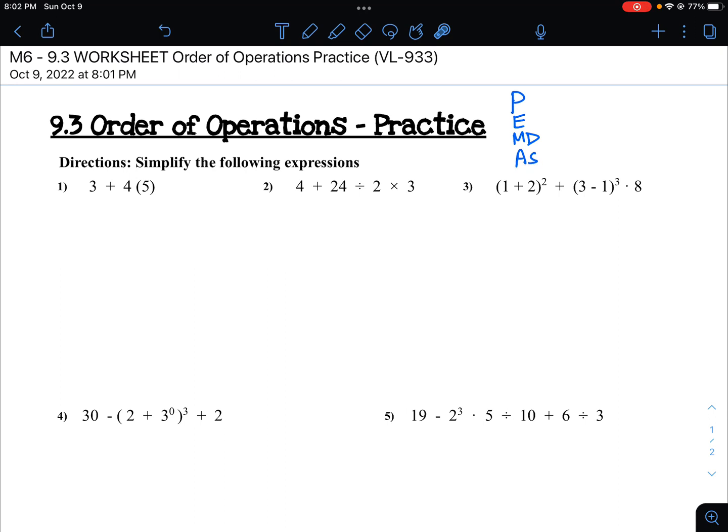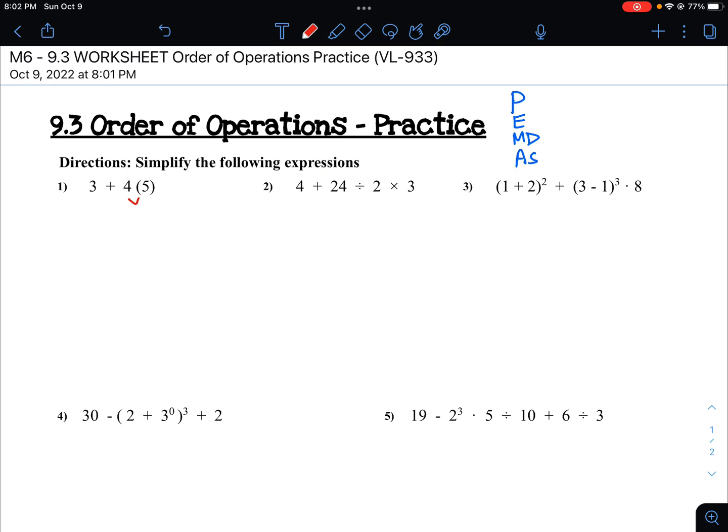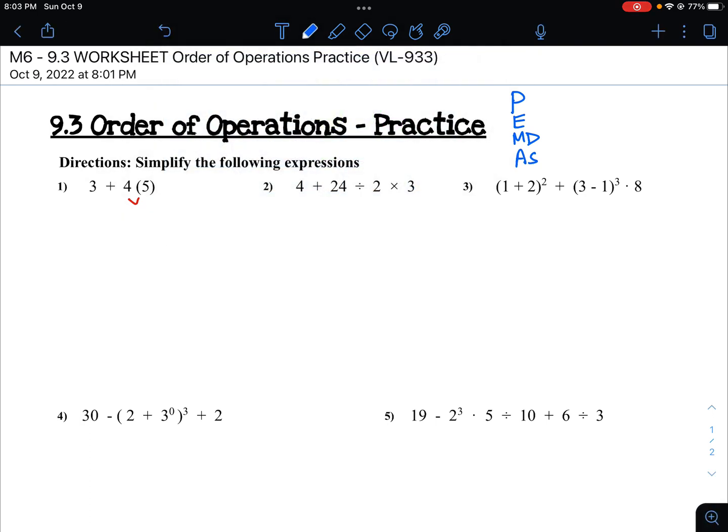So, all right, let's begin. Example 1, we've got 3 plus 4, parentheses 5. What does this mean? That means multiplication. So 4 times 5, actually probably easier if I just highlight what I'm working on. So 4 times 5 is just 20. And I bring down the plus and the 3. So first I did that, and now I'm just doing 3 plus 20, which equals 23. That's our answer.